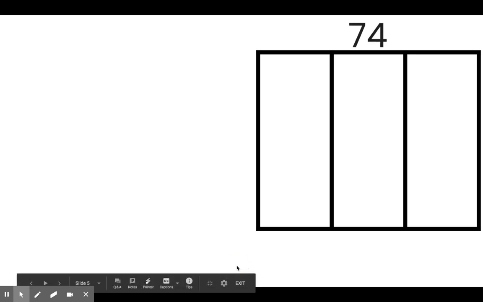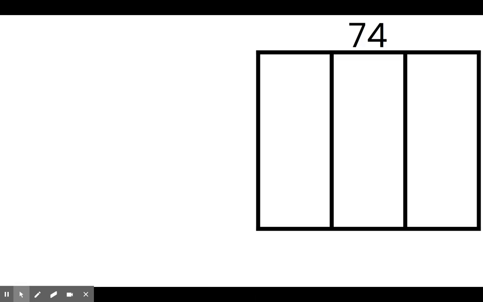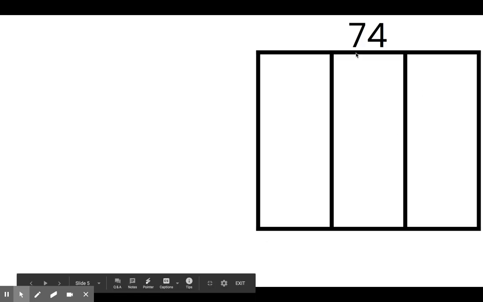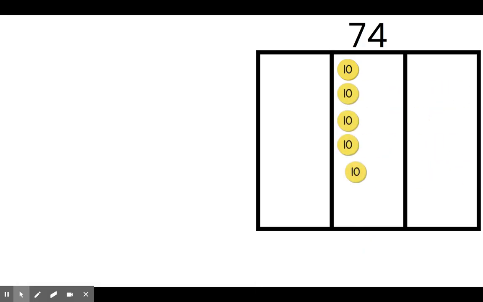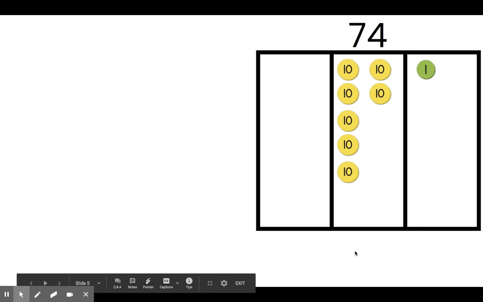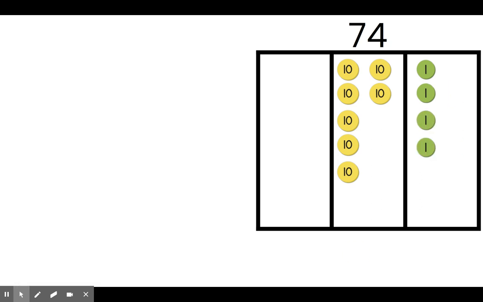We're going to start by representing the number 74 with place value discs. In the number 74, we have 7 tens and 4 ones. Let's start by adding 7 tens. Count with me. 1, 2, 3, 4, 5, 6, 7. 7 tens. We also need 4 ones. 1, 2, 3, 4. That's how we represent 74 in the place value chart.